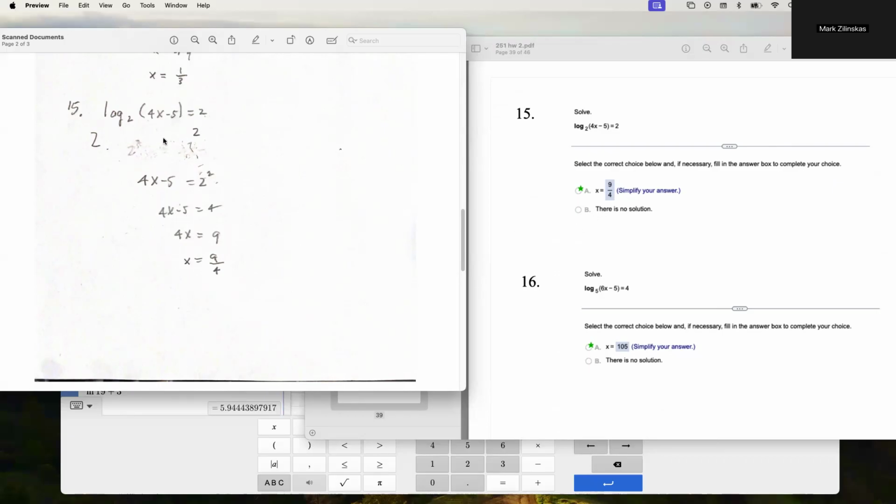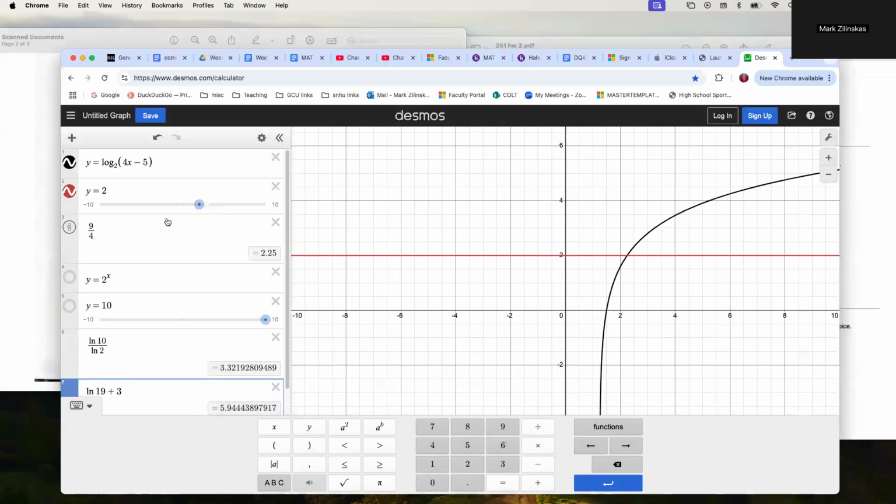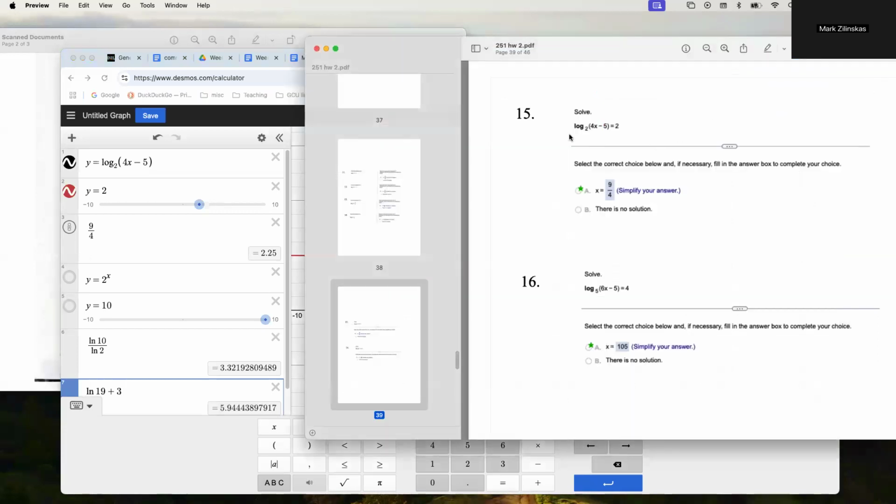I just wanted to show you, for this particular one, another way of going about this. Maybe you can use this to check your solution, particularly when you're taking the test and you have limited time and that sort of thing. You can, if you want, graph the left side and the right side of this equation. So just to show you what I'm doing, I put in the log of 4x minus 5 base 2, graph y equals 2, and then I want to find out where they intersect one another.